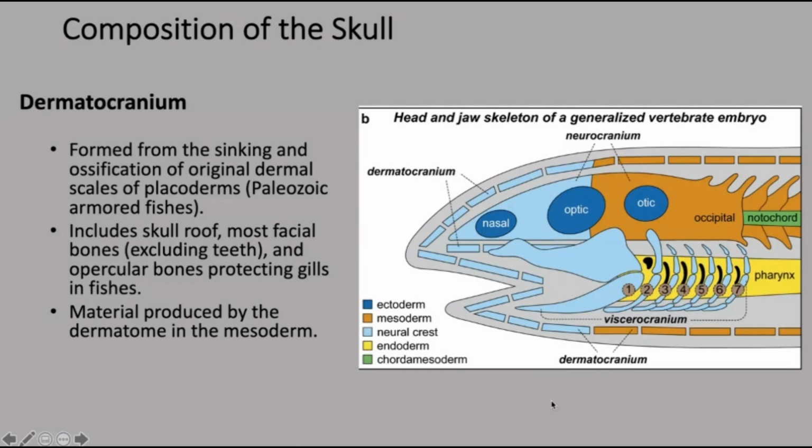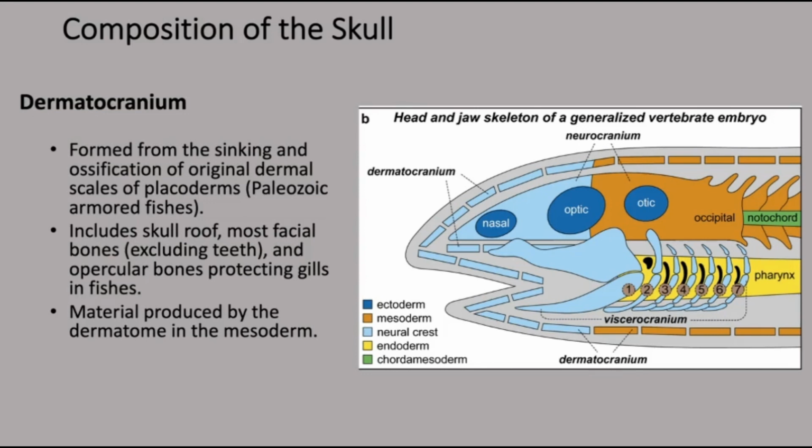Now, it's important for you guys to know where the dermatocranium comes from, or what kind of cells, or basically the existence. Where is this coming from? Well, it comes from the ossification of the dermal scales of placoderms. Now, placoderms are a specific type of fish. Their other name is armored fish. They had very heavy scales on the surface of their skin, if you want to say their skin. And basically, their scales became ossified, meaning that their scales became like bone, like very, very hard.